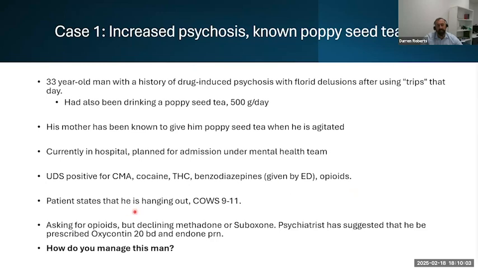The patient states that he is hanging out, and a COWS is done, the clinical opioid withdrawal scale, and that comes back with 9 to 11. So that's a high measurement. So he's asking for opioids, and the prescriber in the emergency department or the mental health ward has offered methadone or Suboxone, and the patient says, "No, I don't want to do that." So the psychiatrist is saying, "Well, why don't we just prescribe him OxyContin 20 milligrams BD and PRN endone?" And so, why don't you think about, is that something that you would agree to?